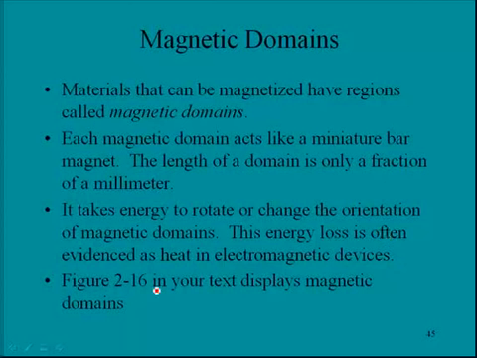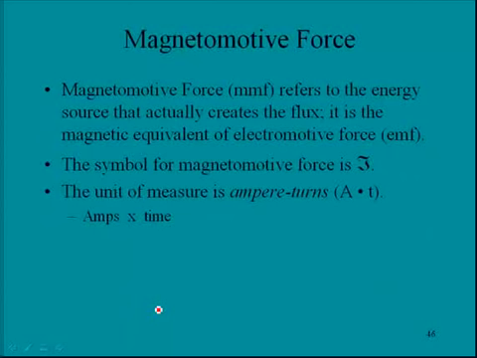Figure 2.16 has a text picture of this, and it displays the magnetic domains, and it shows them as they occur randomly, and it shows them also when a current is induced through it, and all of the little magnetic domains then line up and orient themselves, be it north or south.